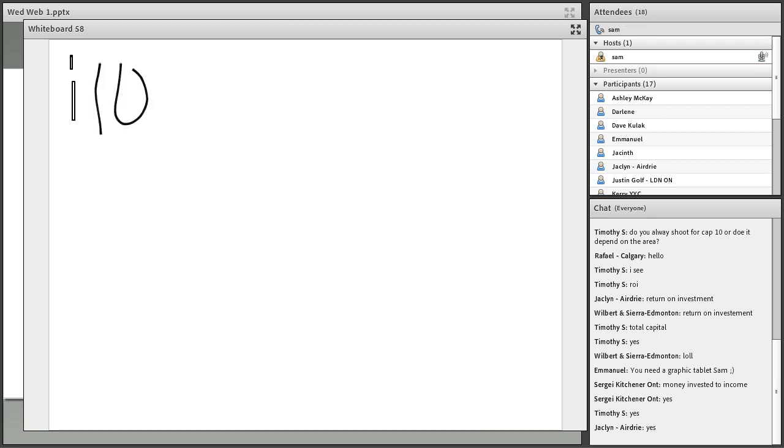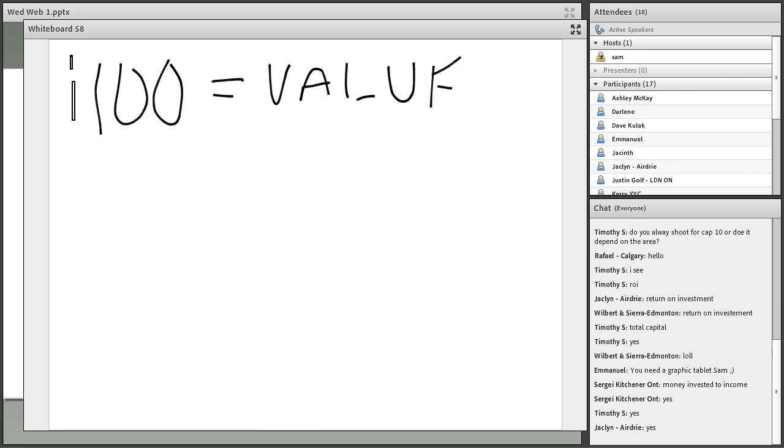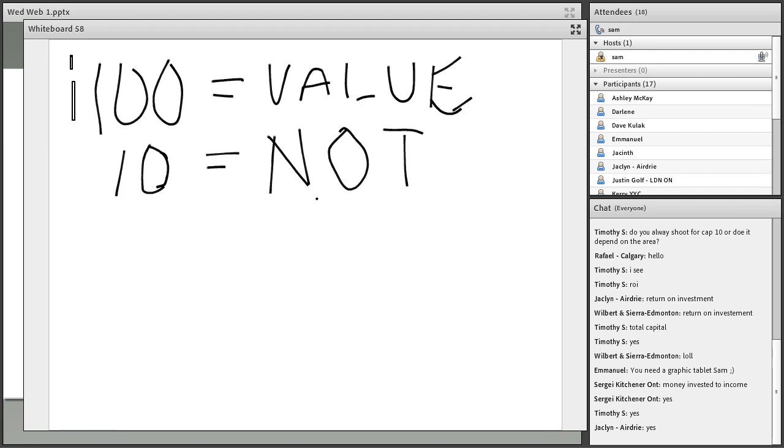That's why. Okay. If the asset is 100K, the total value, okay, 100K equals value. And in this case, 10K equals net operating income. Does everybody understand what net operating income is?